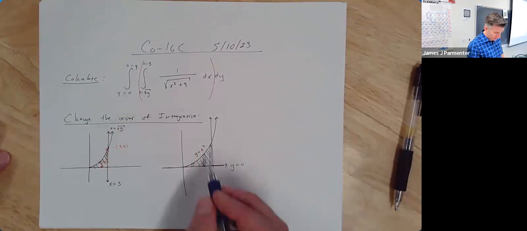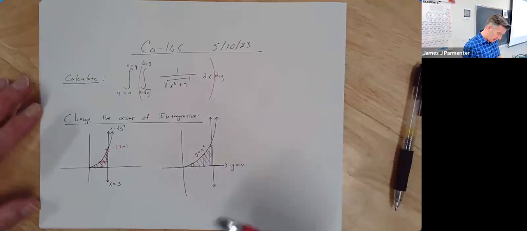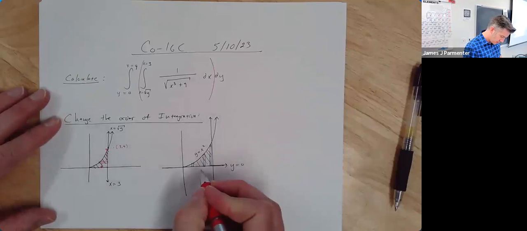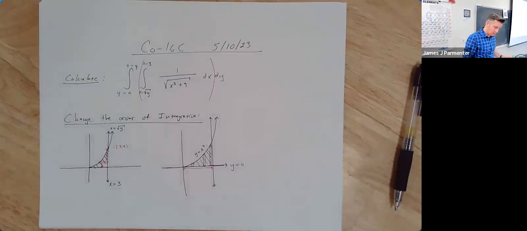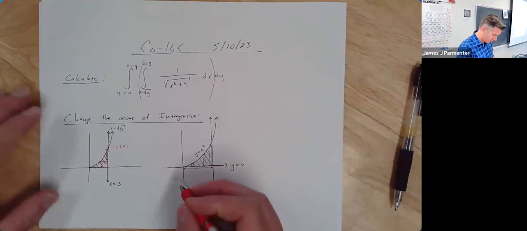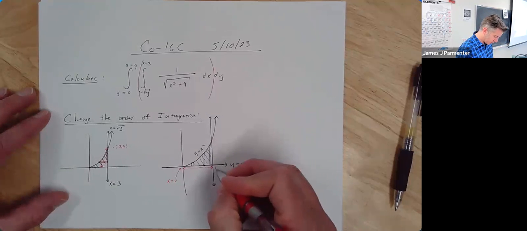And then after we figure out the bounds for our vertical strip, we're going to ask ourselves the other question: how far to the left and how far to the right can you slide the strip? Or in other words, how far to the left does the region go and how far to the right does the region go? The region goes as far left as x equals 0. The region goes as far right as x equals 3.